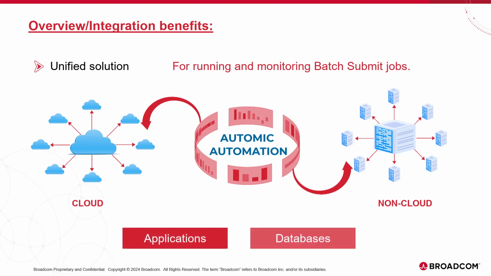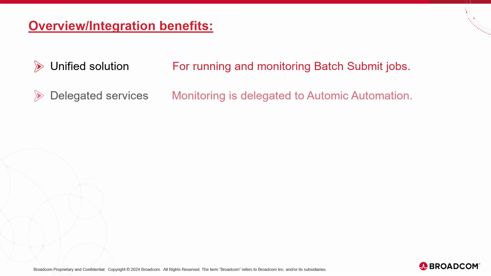applications and databases. AWS Batch's role is reduced to submitting the jobs. All other functions, especially those pertaining to automation, are delegated to Automic Automation. This means that we don't have to log into the AWS Batch environment and keep on refreshing it by ourselves. Automic Automation manages all the execution and monitoring aspects.